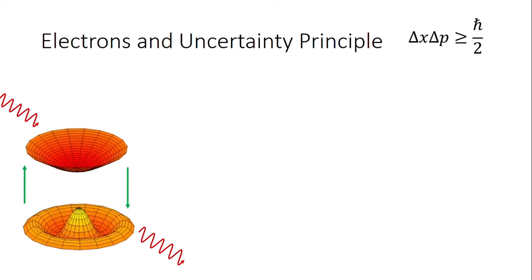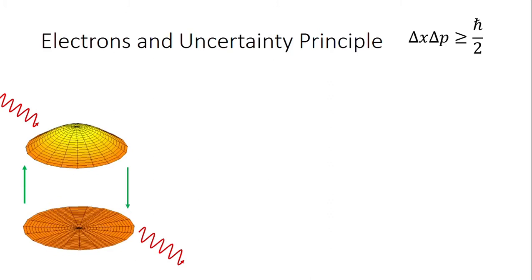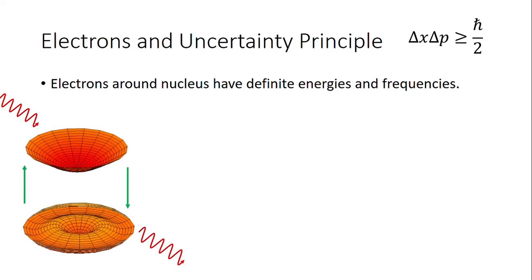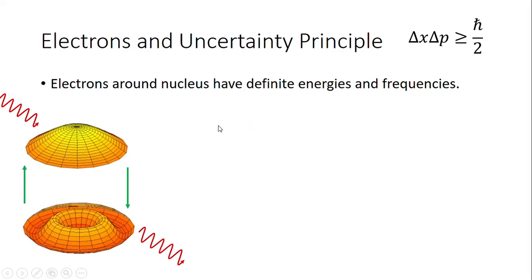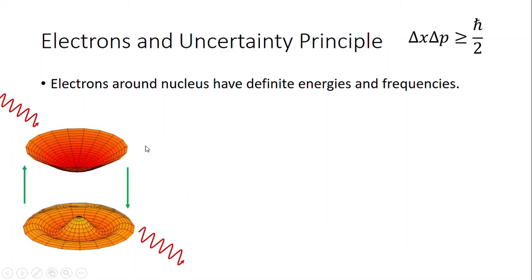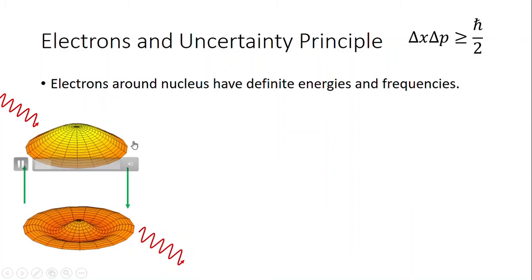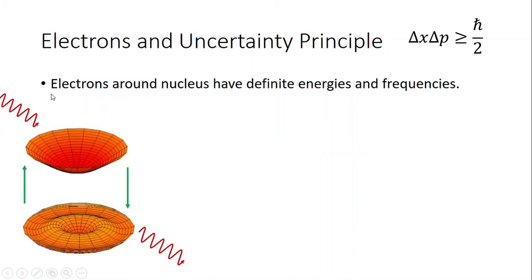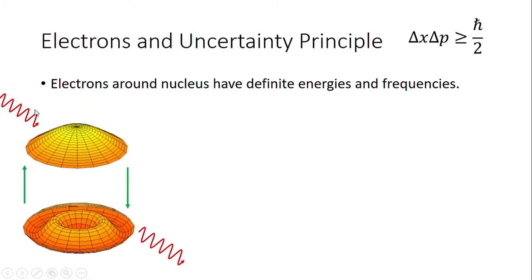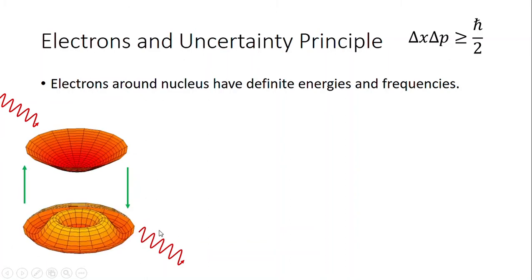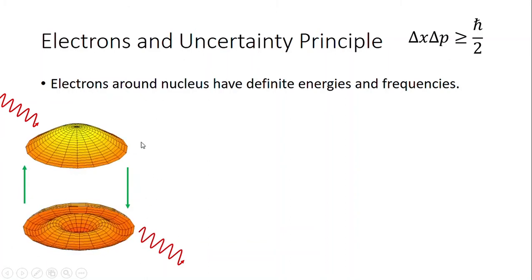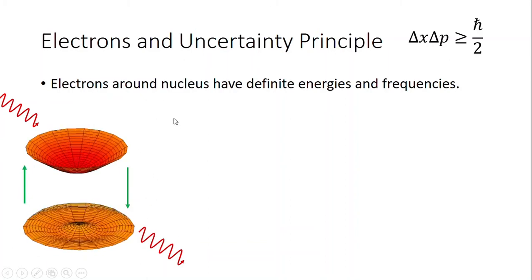This seems like a good time to talk about electrons in bound states and the uncertainty principle. So electrons around the nucleus have a very definite energy and a definite frequency. This is because you're basically fixing something at both ends, and the wavelength and frequency you're going to get is quite definite because it's a standing wave. So to transition from one state to another, you have to hit it with a photon of just the right energy and frequency to get it up to here, and then this one will emit a photon to drop down to a lower energy level.